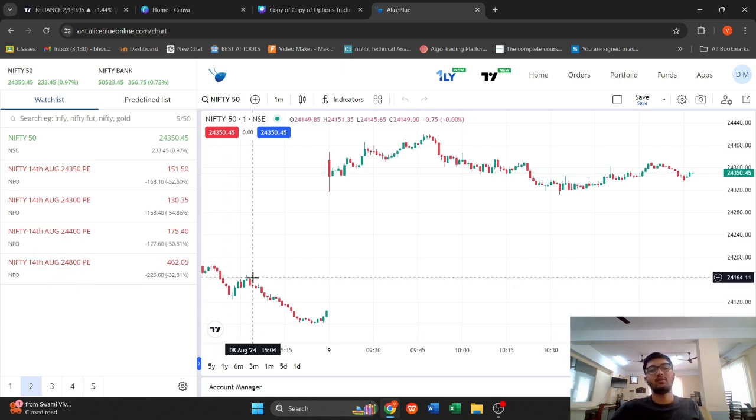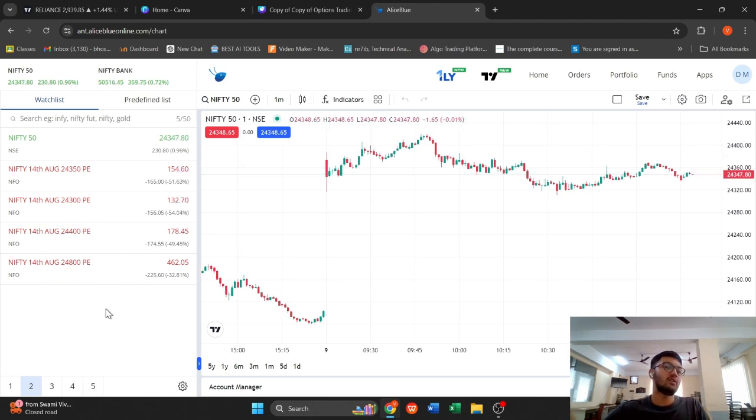Now deep out of the money will be the same, just the opposite things. So deep out of the money in case of put option will be, let's say, 24,000 or 23,900. And in case of call option, 24,800 will be deep out of the money. So just compare it. That's what I was trying to say. If you understood the C part, you'll understand the P part.